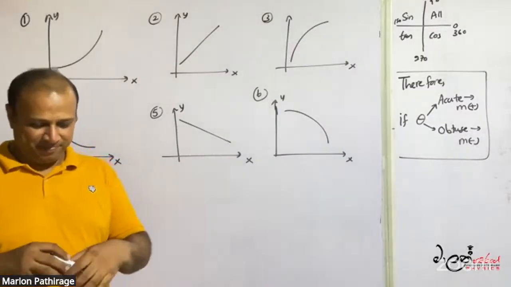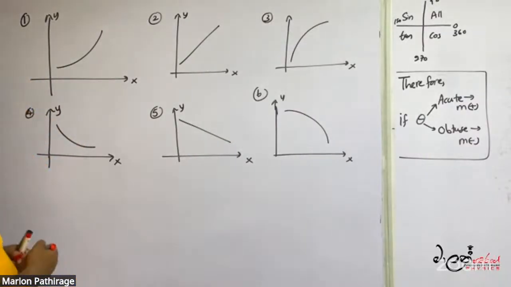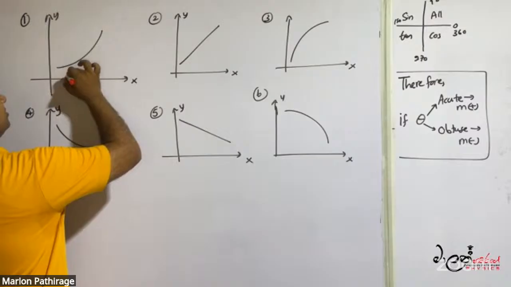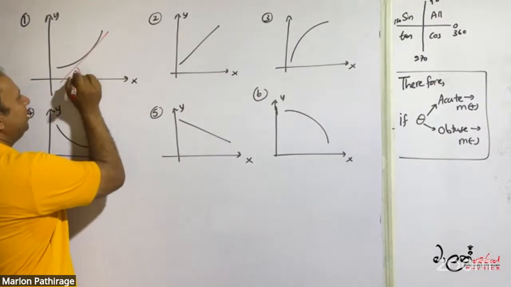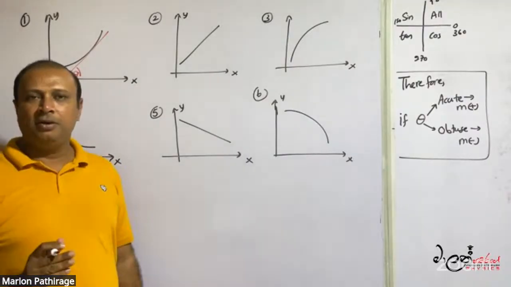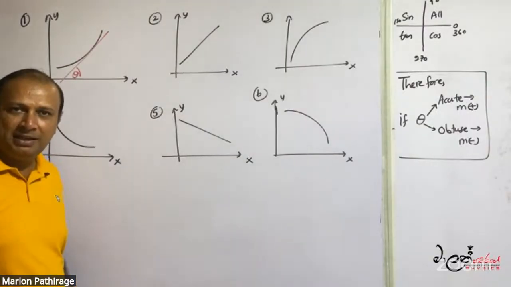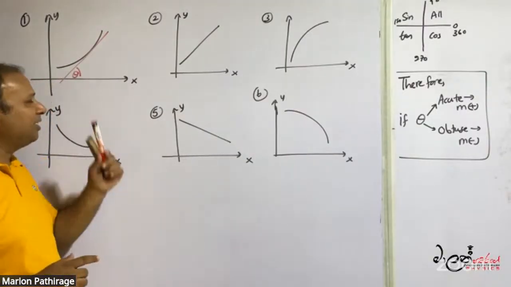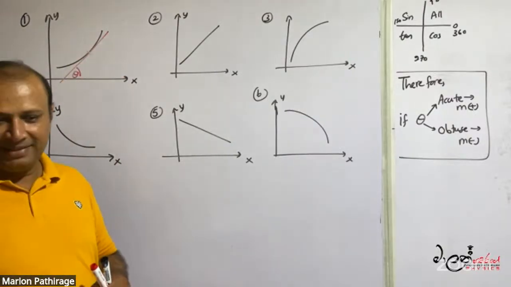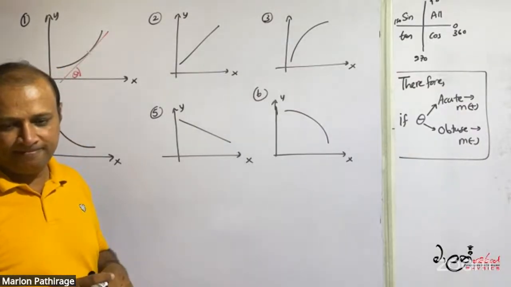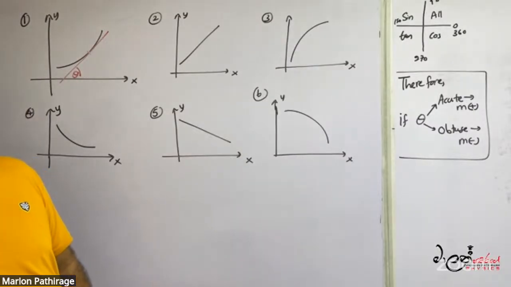So we just need to draw tangent. Draw tangent to this graph. Now determine whether this angle is acute or obtuse. Acute or obtuse? Acute. Yes, acute.